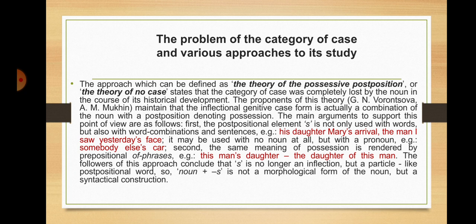First, the postpositional element 's is not only used with words, but also with word combinations and sentences. For example, his daughter Mary's arrival, the man I saw yesterday's face. It may be used with no noun at all, but with a pronoun: somebody else's car. And the second argument: the same meaning of possession is rendered by prepositional of-phrases. This man's daughter means the daughter of this man.